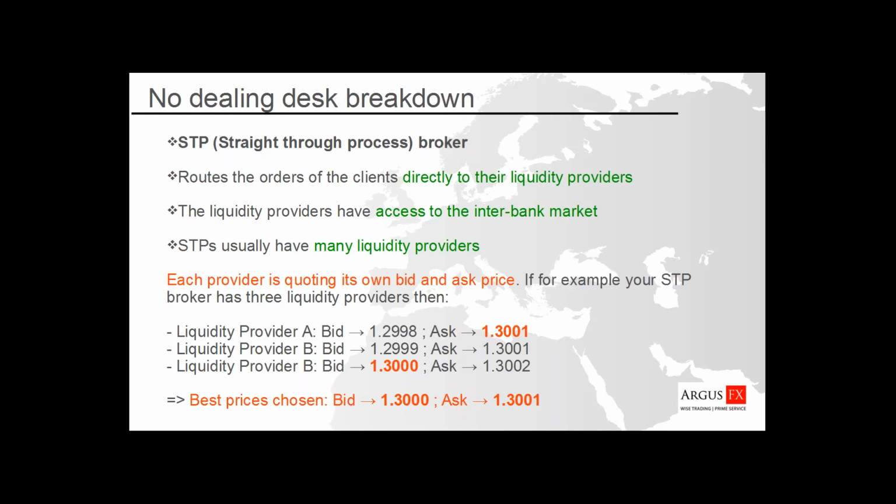Because as we already said, an STP makes money through commissions. So an STP wants to give the best possible price for the trader to trade and for the broker to make the commission.